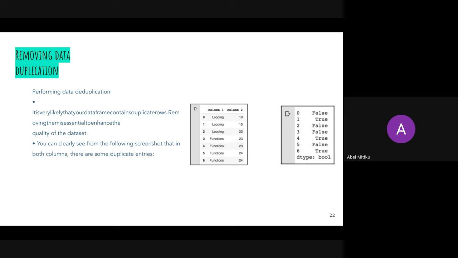When we say removing data duplication, we can simply imagine a table which can hold different data columns, and we can have duplicate data entries, which we can infer as a row. So we have to drop or remove this replication so that our analysis may not be distorted or biased.